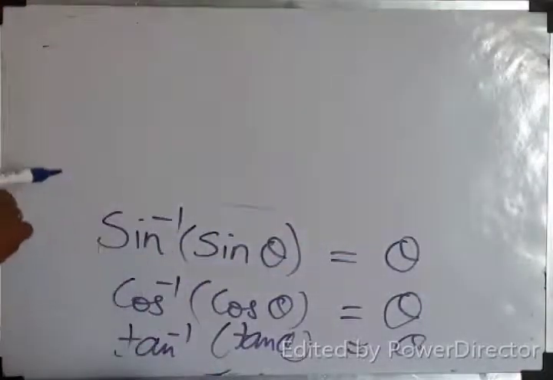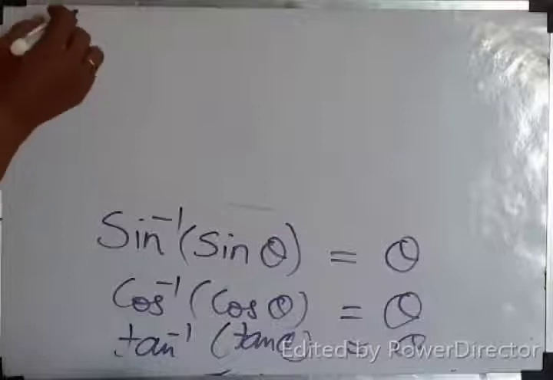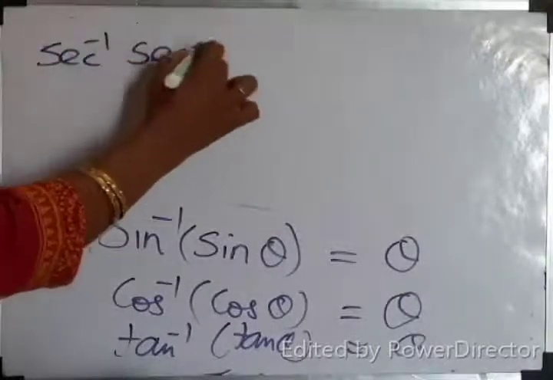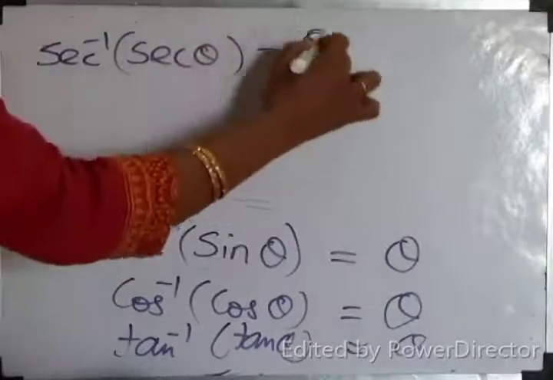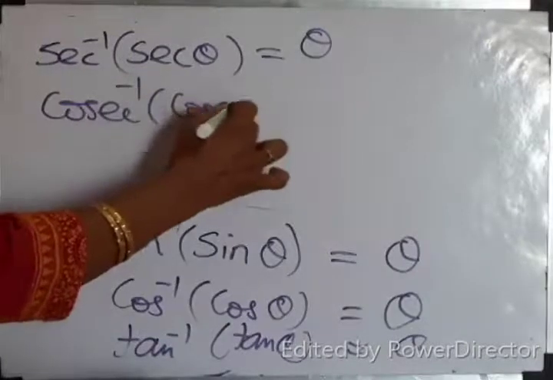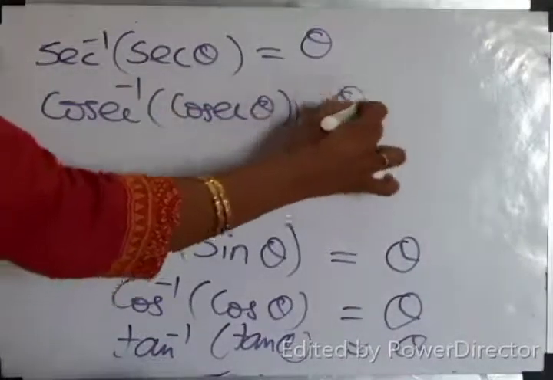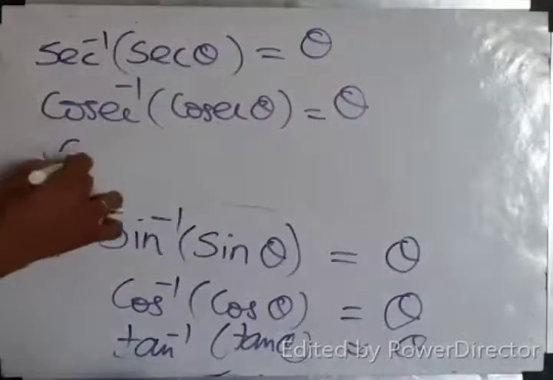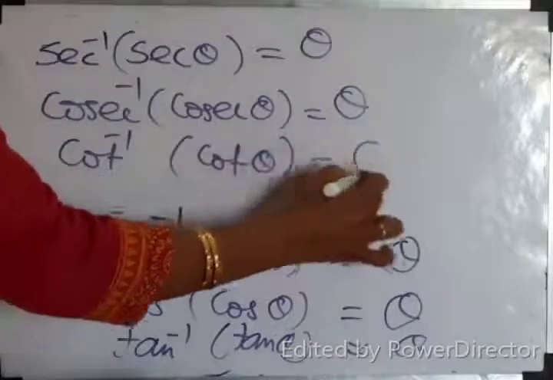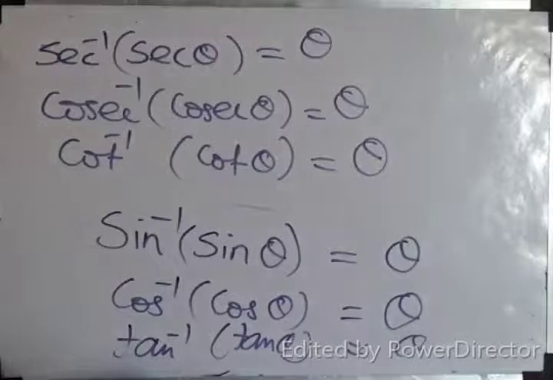Sine, cos, tan inverse over. Now you can write secant inverse secant theta. What is the answer? Theta. Cosecant inverse cosecant theta, the answer is theta. Cot inverse cot theta, the answer is theta. This is one way you can write.